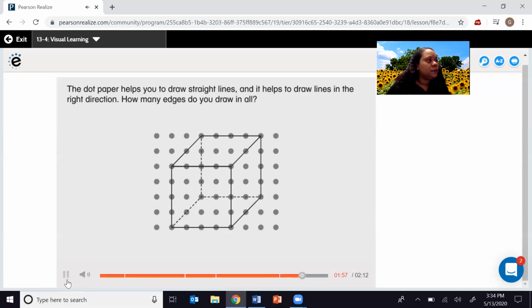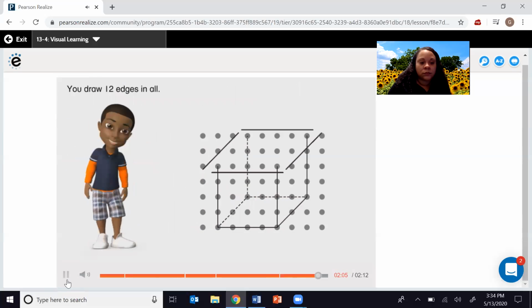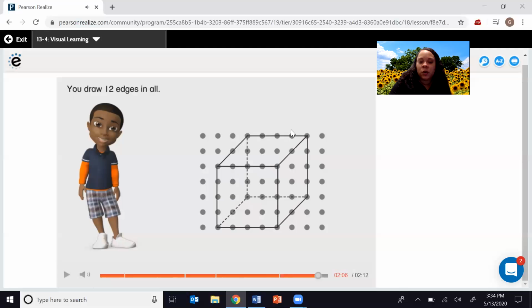To draw lines in the right direction. How many edges do you draw in all? You draw 12 edges. Now, how do we know there's 12 edges? Well, because we know the edges, these are the edges, and the corners are the vertex, right? The lines are the edges. So 1, 2, 3, 4, 5, 6, 7, 8, 9, 10, 11, 12. It kind of helps if you mark it while you're counting so you can keep track of all your edges.